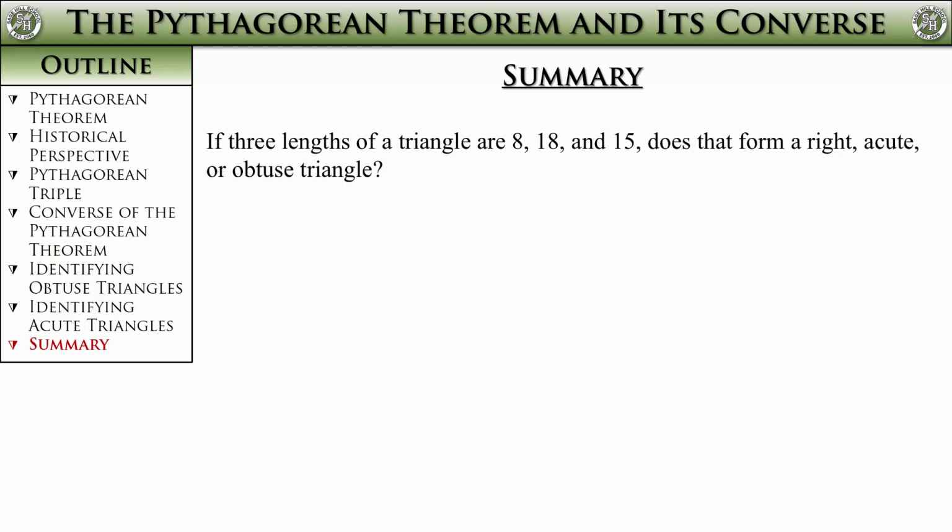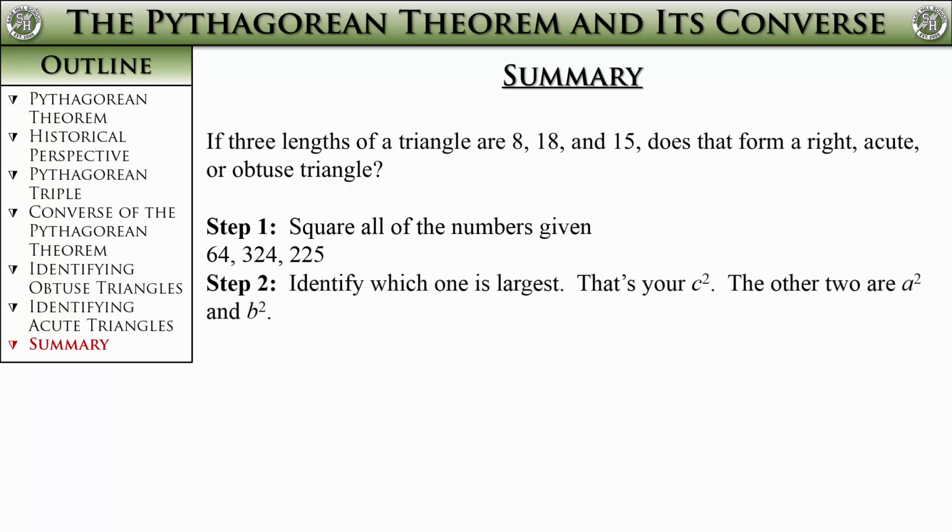Here are the steps that you should follow. Step 1. Square all of the numbers given. Remember we were dealing with a squared, b squared, and c squared, so we need the squares. In this instance, squaring all of our numbers results in 64, 324, and 225. Step 2. Identify which one is largest. This may be a shock, but the largest number won't always be third. If you need help with identifying the largest number out of 3, well, wow. In any case, that largest number becomes your c squared, and the key to the whole problem.